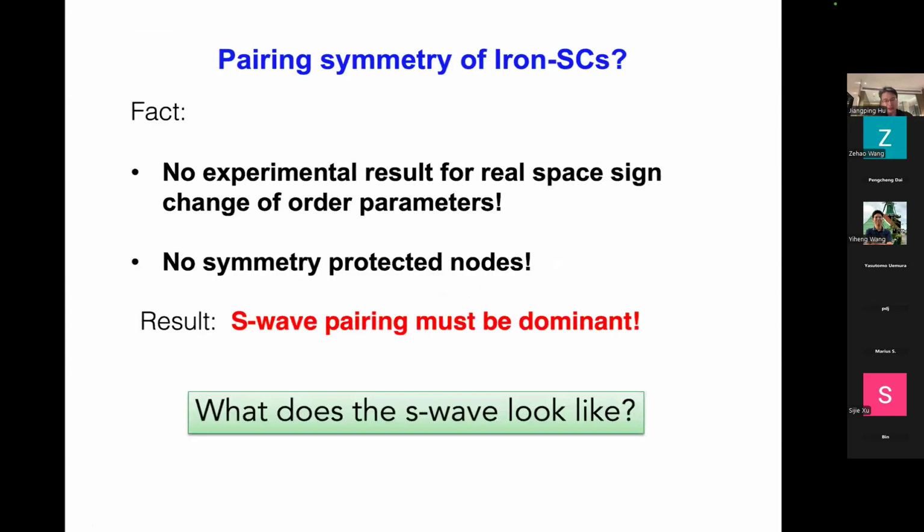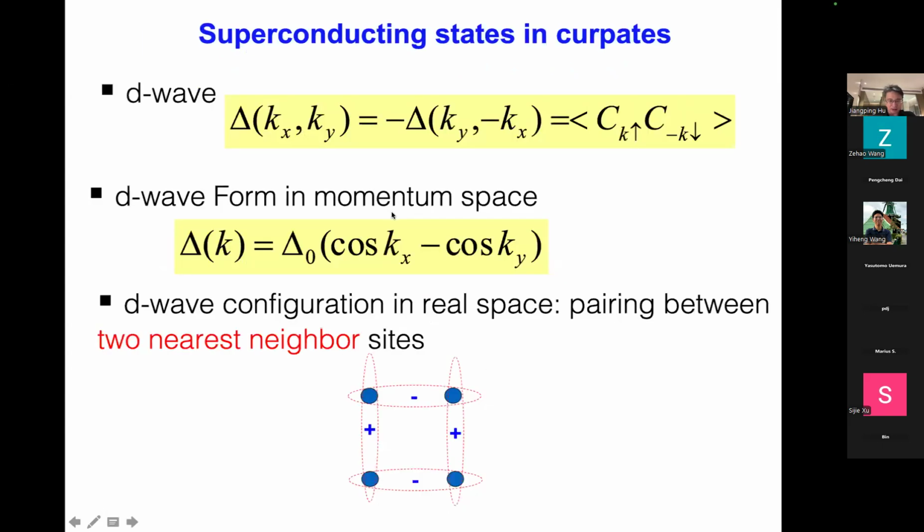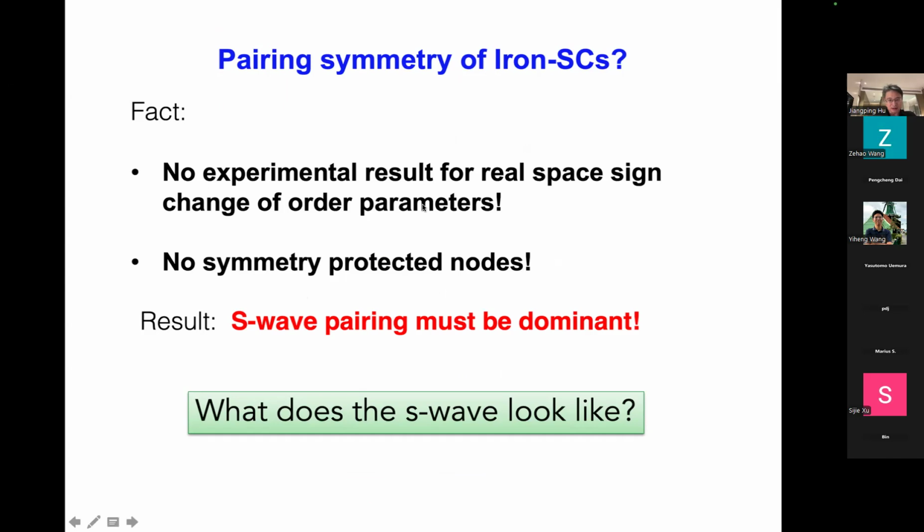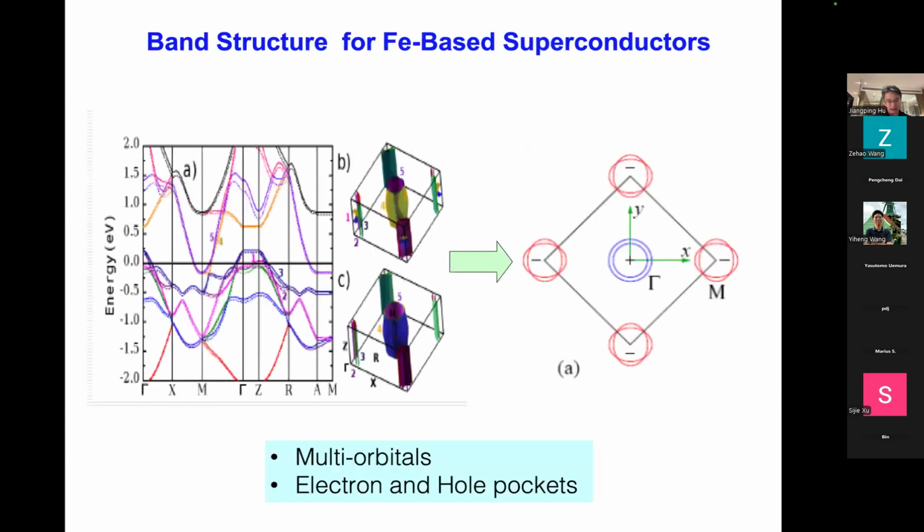As I argued at the beginning, in the introduction, the iron-based superconductor actually does not have nodes like in the D-wave form. So it's a full gap superconductor, which means no symmetry protection. So it's actually S-wave like. So what kind of S-wave is it in the iron-based superconductor?